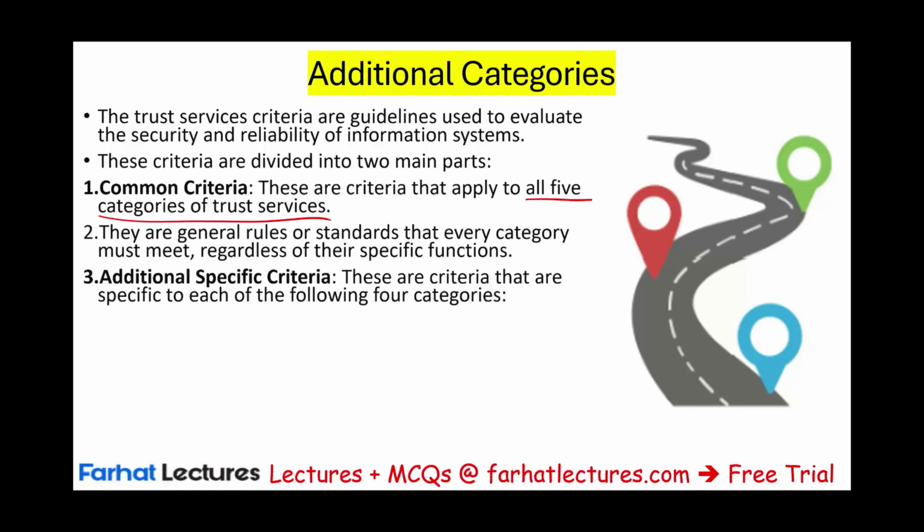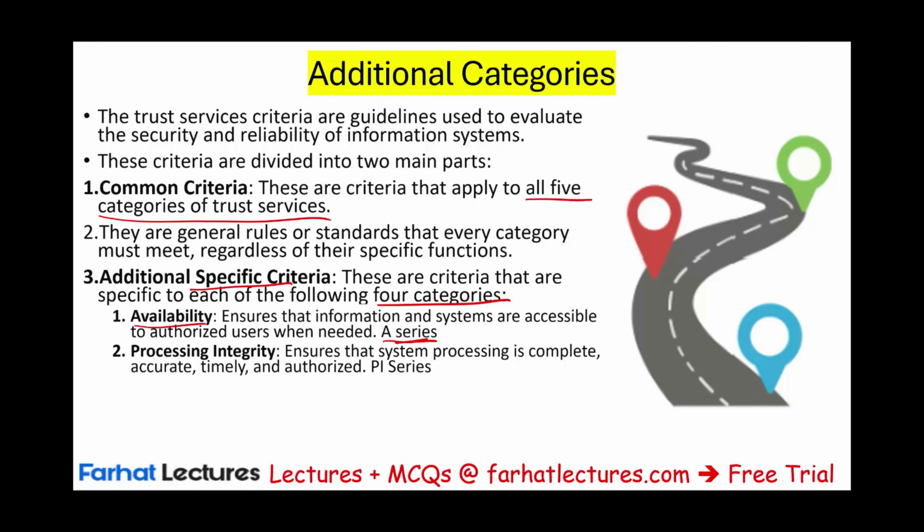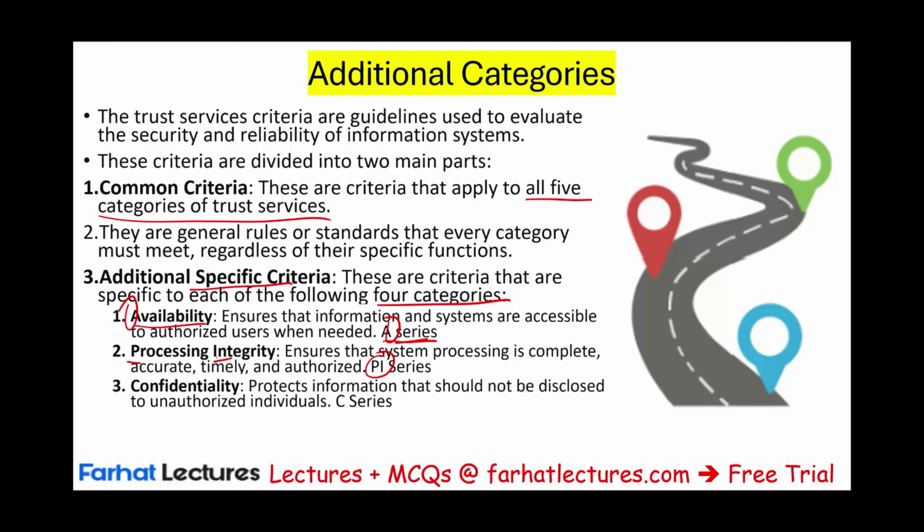So what we will discuss here are the additional criteria that are specific to each of the 4 following categories. Availability. If you're conducting a SOC engagement specifically about availability, you want to integrate the A series, additional information. Availability ensures that information and systems are accessible to authorized users when needed. Now we're going to have additional criteria for availability. The same thing for processing integrity, which means ensuring that system processing is complete, accurate, timely, and authorized. PI series. Notice availability A series, processing integrity PI series. So those are additional criteria that we can use as we are undergoing a SOC engagement.